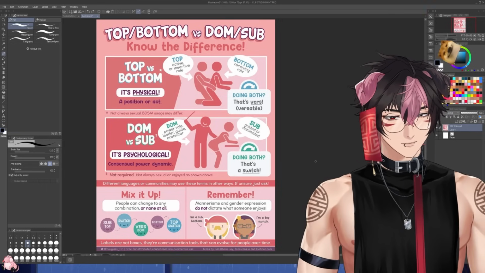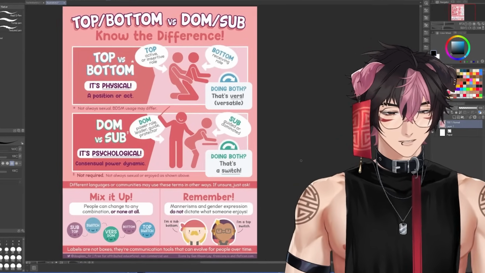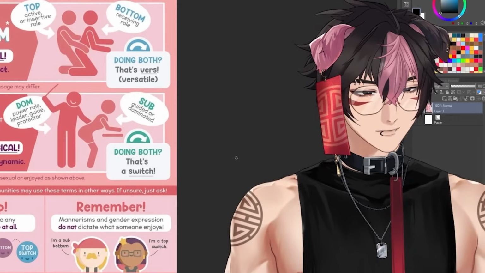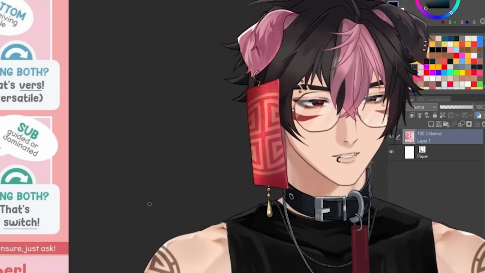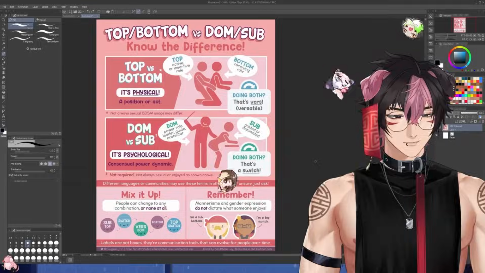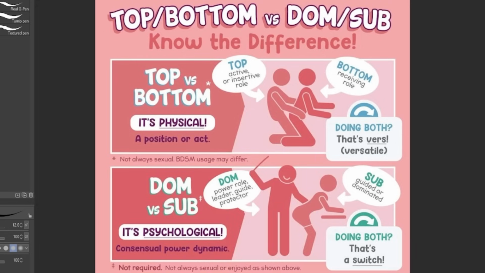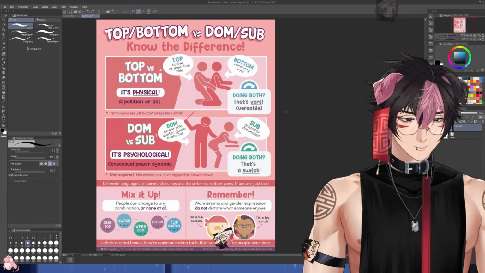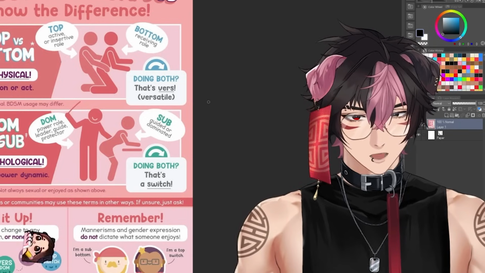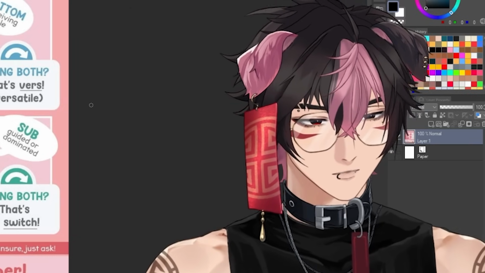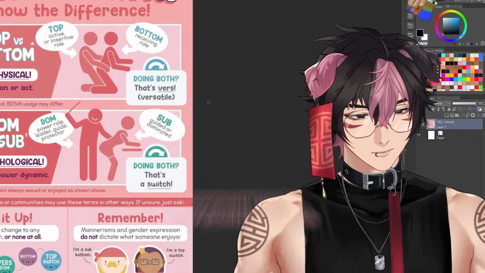If both you and your partner are switches, then you'll take turns being both dominant and submissive, right? And that's what a switch is. It's when you enjoy being both the dominant one and the submissive one in a relationship. You can be a verse without being a switch. You could be a switch without being a verse. And that's why it's kind of annoying when people on Twitter use the words like they're interchangeable, because they're not. They mean completely different things.